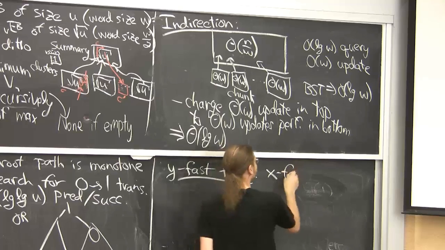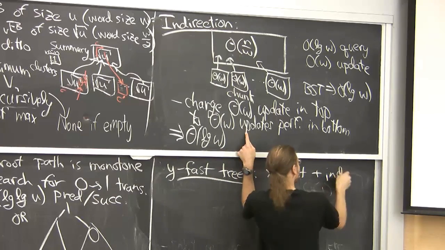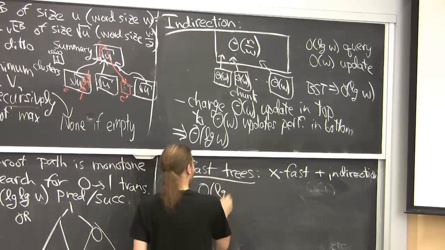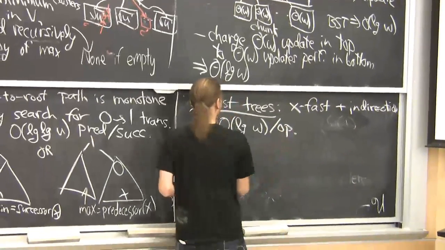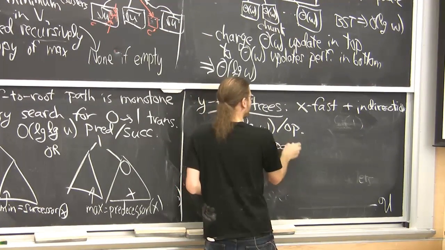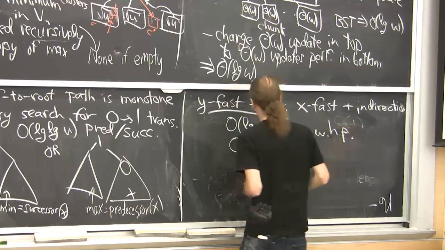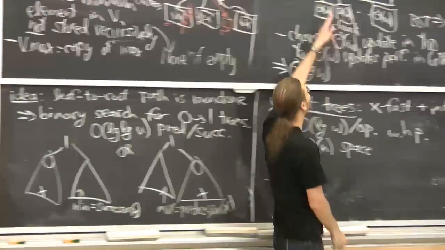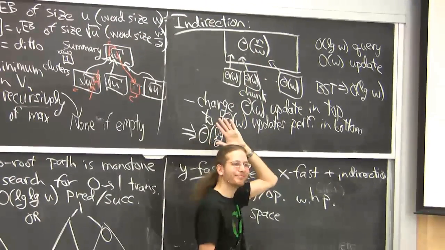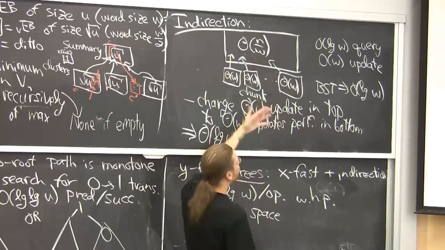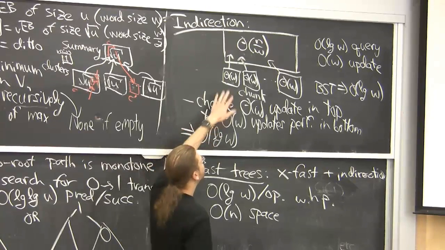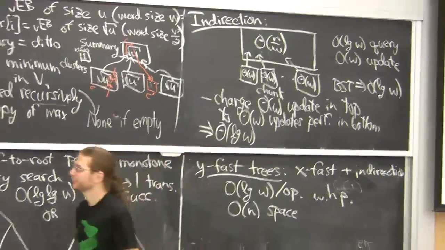Y-fast trees: you take X-fast trees, you add this indirection right here, and you get log W per operation, order n space. Of course, this is with high probability because of using hashing. Because we have a factor W bad here, factor W bad here, you divide by W, you're done. Up here you have n over W space, n over W times W is n. Queries, just like before, remain log W, but now, boom, updates. We've paid log W because of the binary search trees at the bottom, but pretty cool.